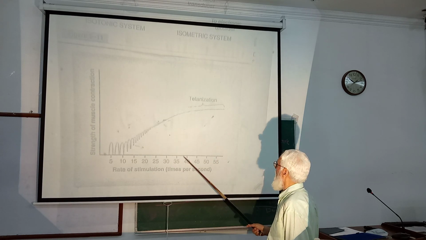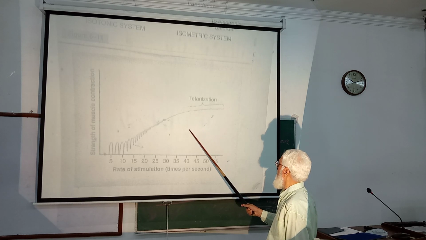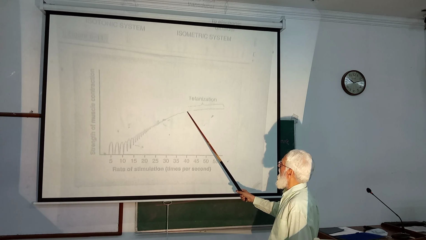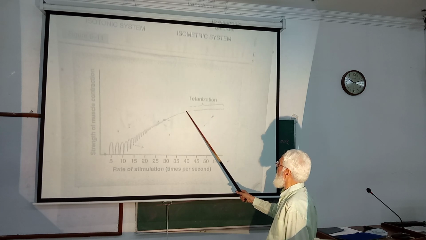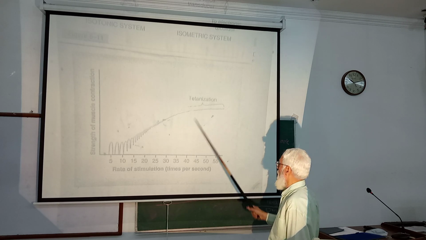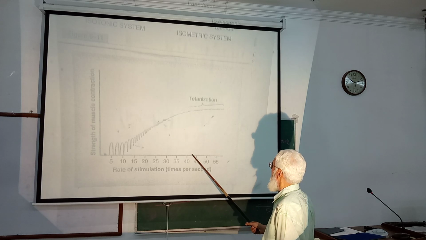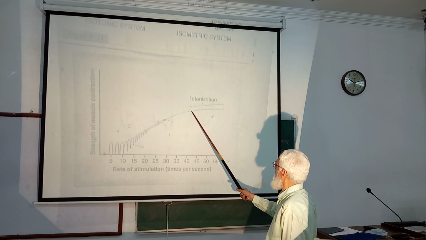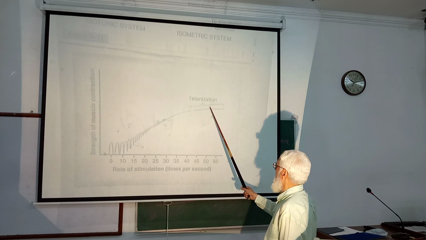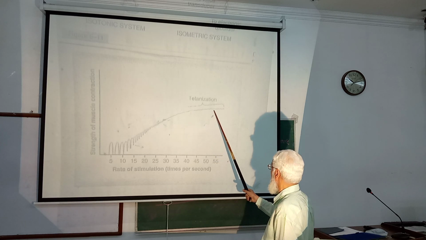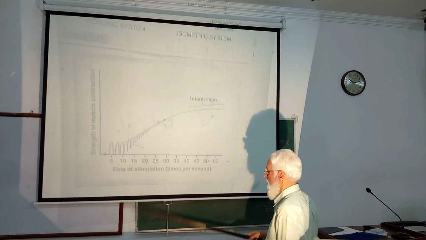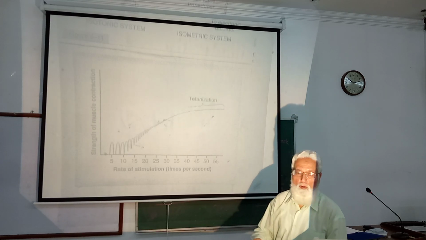So at a frequency above 40 stimuli per second, there will be complete fusion of twitches, there will be complete tetanization, there will be sustained contraction without relaxation. It is called complete tetanization.